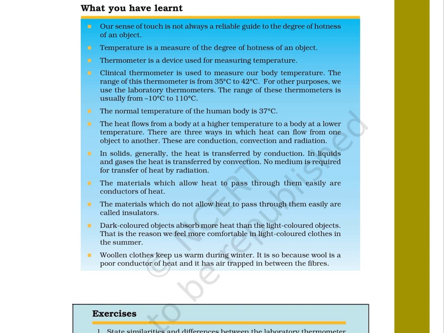6. The heat flows from a body at a higher temperature to a body at a lower temperature. There are 3 ways in which heat can flow from one object to another. These are conduction, convection, and radiation. 7. In solids, generally, the heat is transferred by conduction. In liquids and gases, the heat is transferred by convection. No medium is required for transfer of heat by radiation.